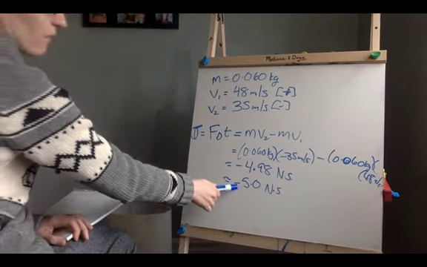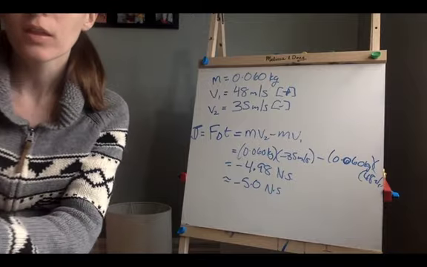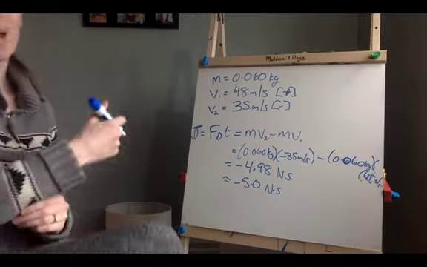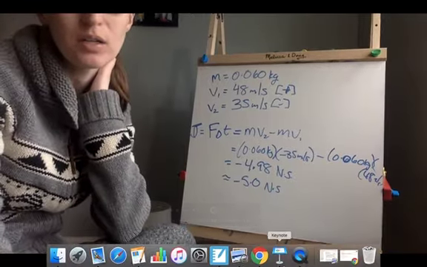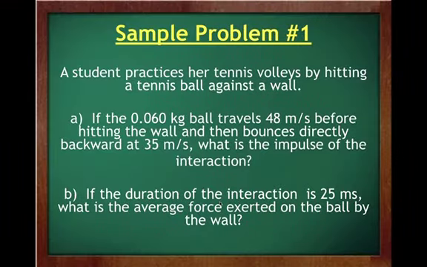And you notice that that value there is negative because it is asking about the force exerted by the wall, right? And the wall is what's sending it backwards, so that's why that value would end up being negative. Okay. All right, part B of that question is then asking us if the duration of the interaction is 25 milliseconds, what is the average force exerted on the ball by the wall?